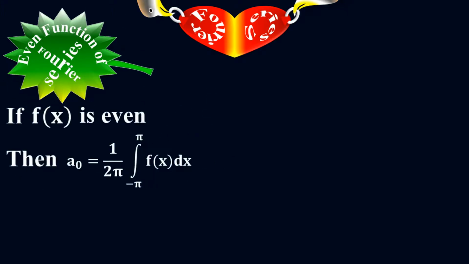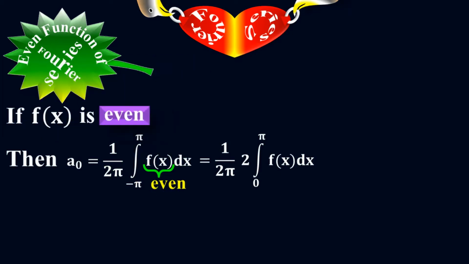What is an even function of Fourier series? If a periodic function f of x is even, then a sub naught equals 1 over 2 pi times the integral of f of x dx with the limits from minus pi to plus pi, which equals 1 over 2 pi into 2 times the integral of f of x dx with the limits from 0 to pi. If the function f of x is even, then this is the formula for the coefficient a sub naught. Why did I put 2 here?